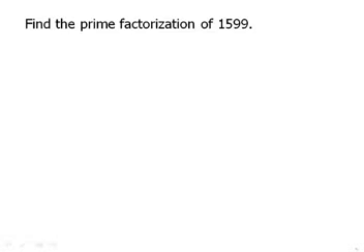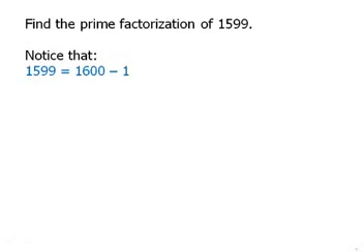Well, it turns out there's a much easier way, a very elegant way to get to the prime factorization. Simply notice 1599 is 1600 minus 1. That's a difference of squares, because of course 1 squared is 1, and 40 squared is 1600.